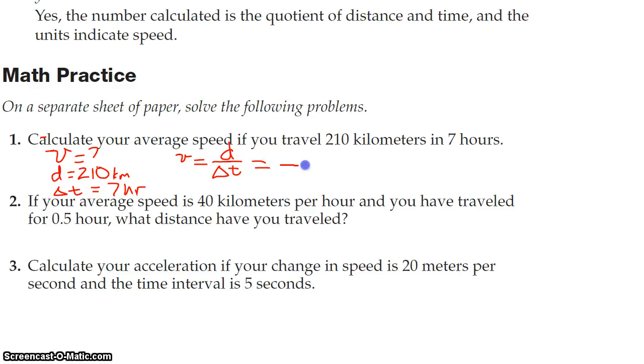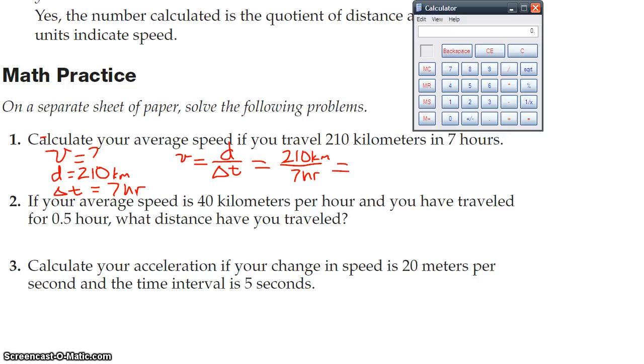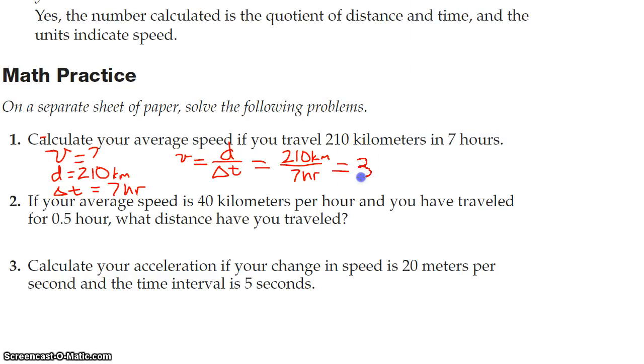And let's plug and chug. So our distance here, we're going to plug in 210 kilometers, and for our change in time we're going to plug in 7 hours. Pull up our calculator, and we plug in here 210 divided by 7 equals 30. So our answer is going to be 30, and our units are going to be kilometers per hour. So we write it like this: kilometers per hour.